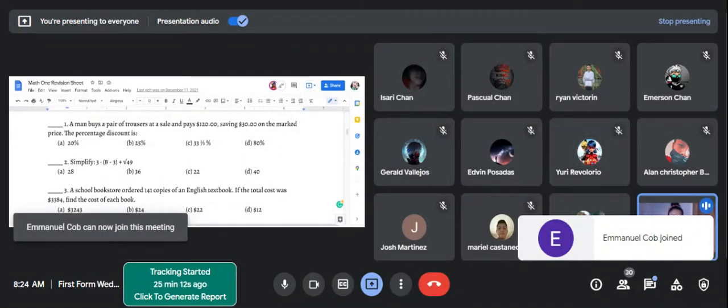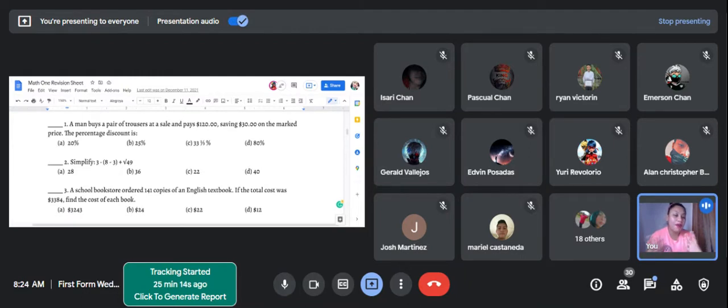How do I do that though? How do I go about and find that $30 and change that $30 to a percent? Anybody knows?